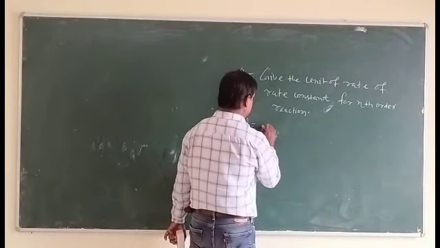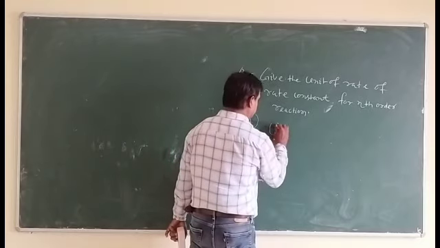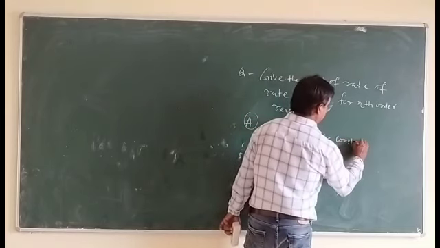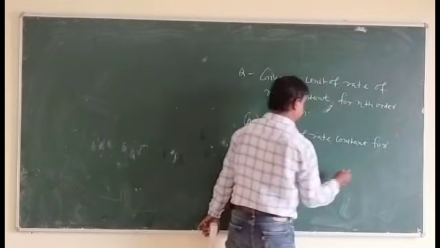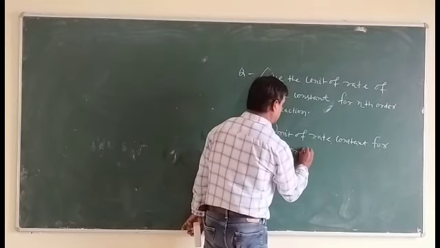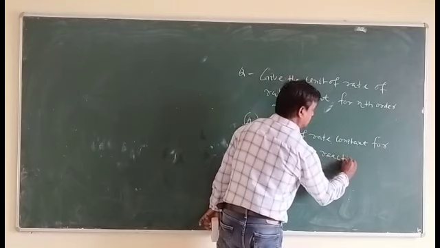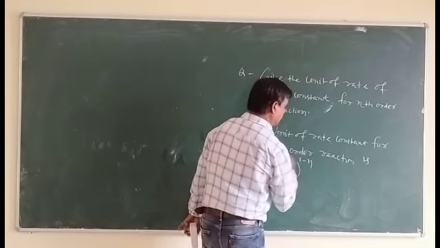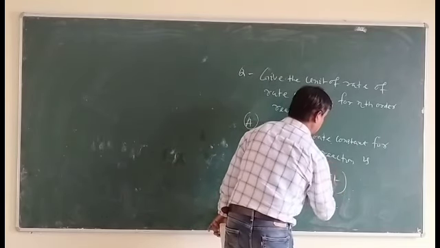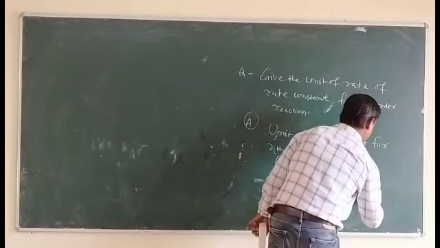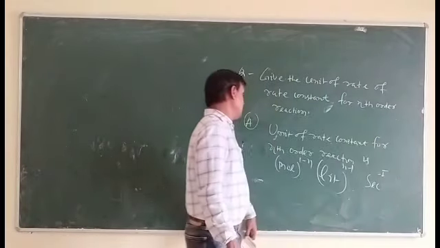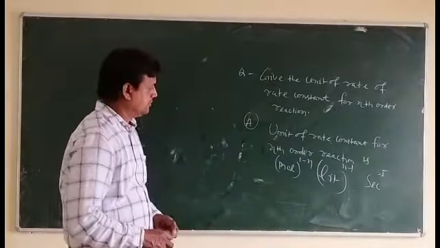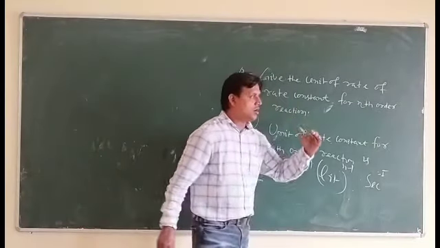Answer is: the unit of the rate constant for nth order reaction is mole to the power 1 minus n, liter to the power n minus 1, second inverse. Where n stands for the order of the reaction.